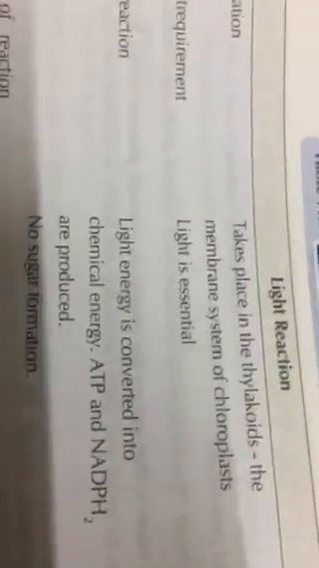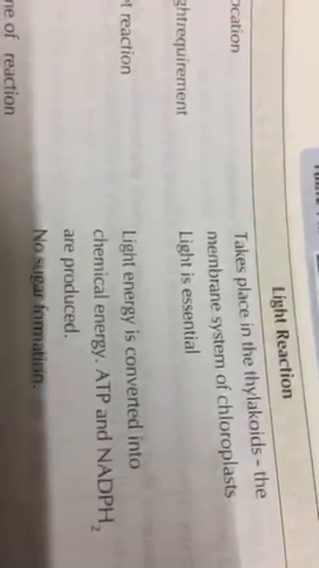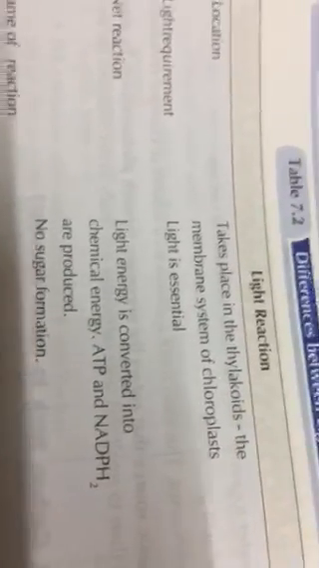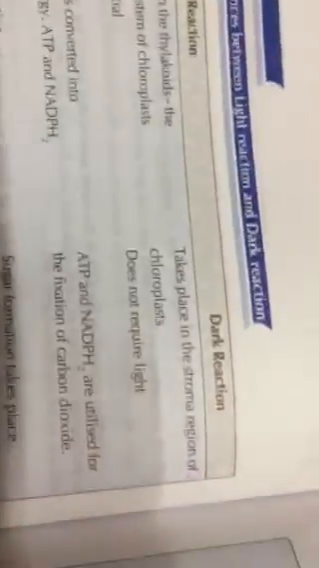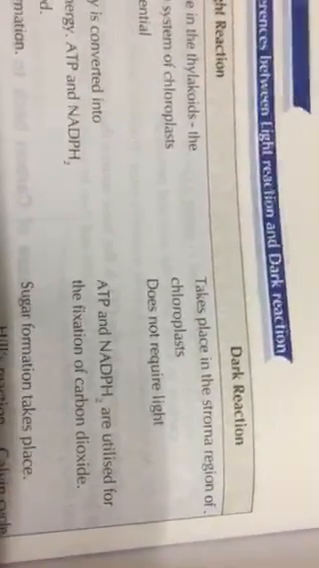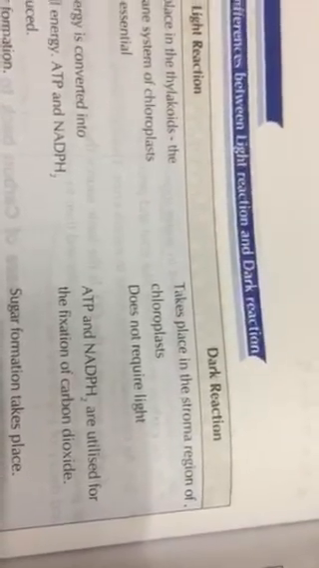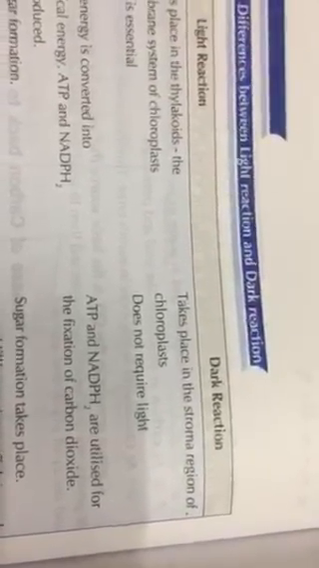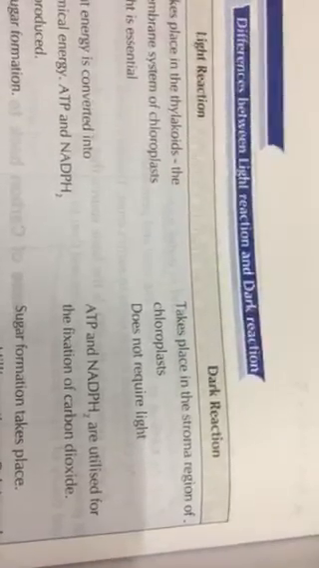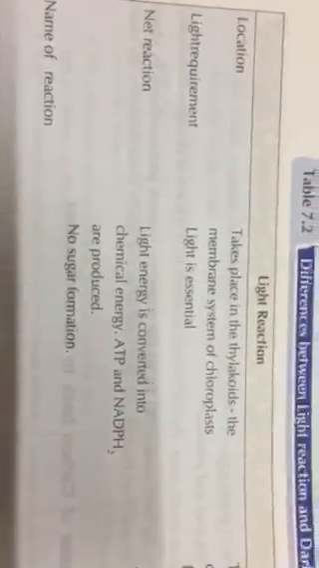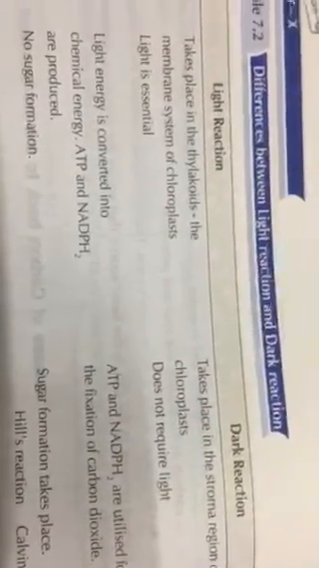So you note down, light reaction takes place in thylakoid. Then dark reaction takes place in stroma. Stroma is the matrix of chloroplast. Then light is a common thing. For light reaction, light is essential, but dark reaction is not dependent on it.